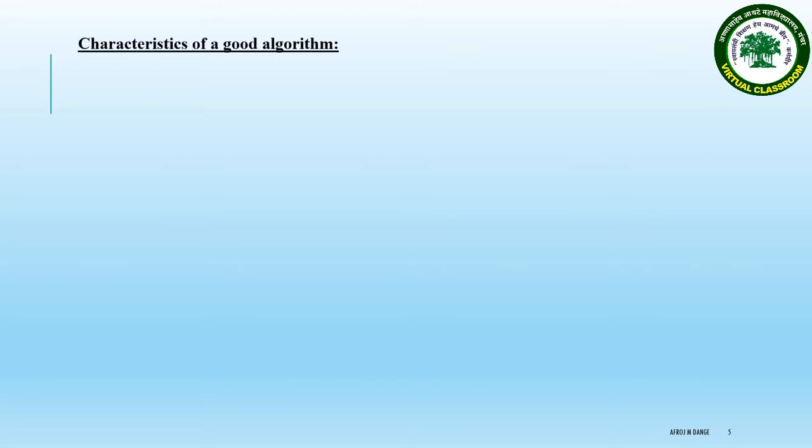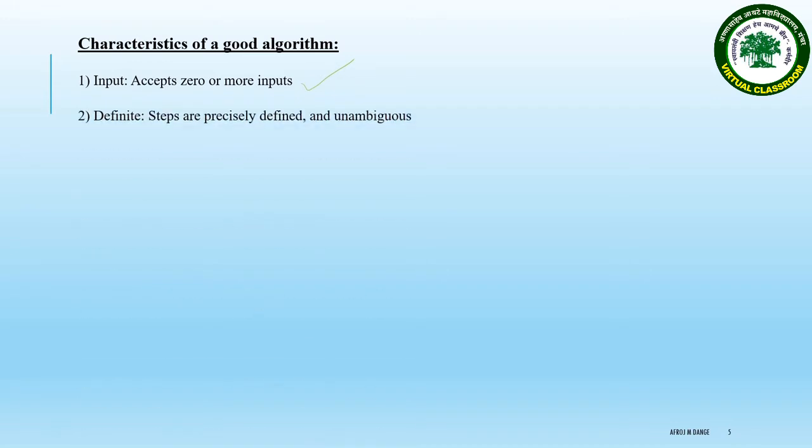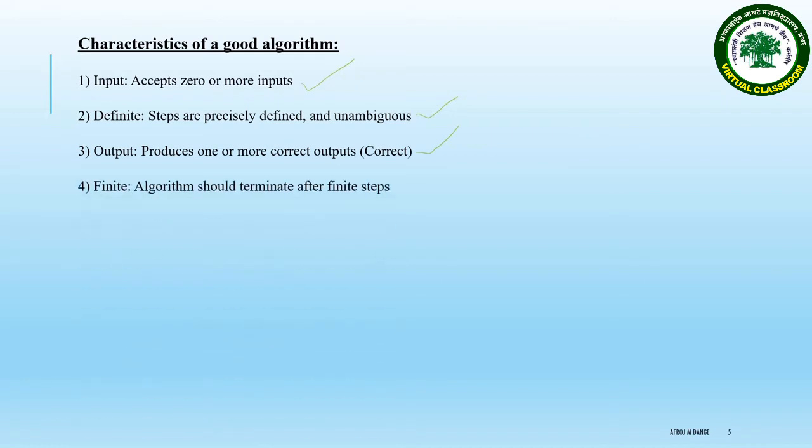Now we see the characteristics of a good algorithm. Input: zero or more inputs. Next one, definite: steps are precisely defined and unambiguous. Next one, output: produces one or more correct outputs. Finite: the algorithm should terminate after a finite number of steps. Next, efficient: memory and time efficient.